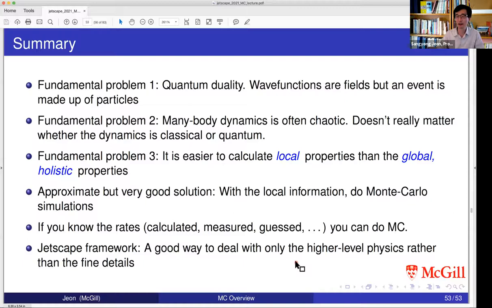Of course, if you want to make up your own Monte Carlo simulation, then you need all this. Okay, that's it. Thank you.